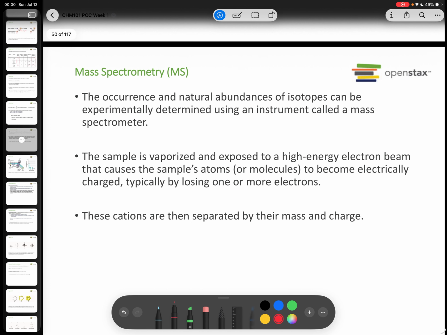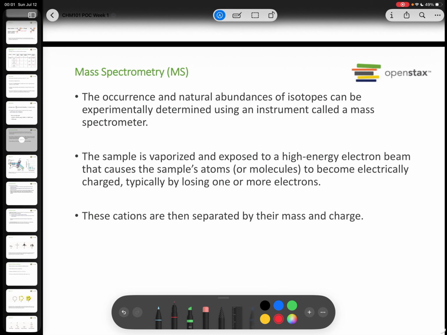So dito papakita sa inyo isa sa mga advanced analytical techniques. So how do we know isotopic masses tsaka abundances? So one important method is mass spectrometry. In mass spectrometry, a sample is vaporized and exposed to a high energy electron beam. Okay? So this causes atoms or molecules to become charged, often by losing electrons and becoming cations.